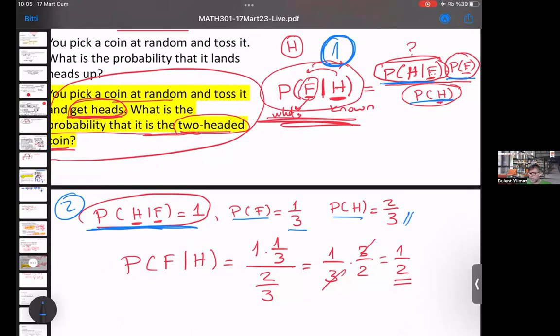Then I'm going to plug in those values. Here it is 1, this is 1/3, and this is 2/3. So 1 times 1/3 divided by 2/3 is going to be equal to 1/2. Is that clear, my friends? Is this clear about Bayes' theorem? Any questions? So let me go to the next question.